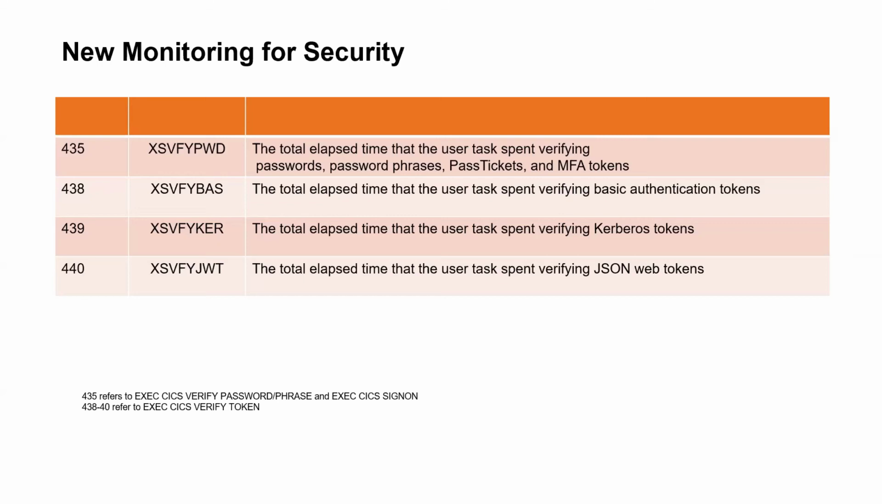And there's also a new command called verify token, which is analogous to the verify password and phrase commands, but it's a generalized thing. It was introduced for Kerberos tokens, but any new tokens that we introduce, we will use this verify token mechanism. Also introduced in 5.6, I'm not covering it in this presentation, we supported RACF JWT tokens, and it will give you some information if we're verifying a RACF JWT, how long that takes.